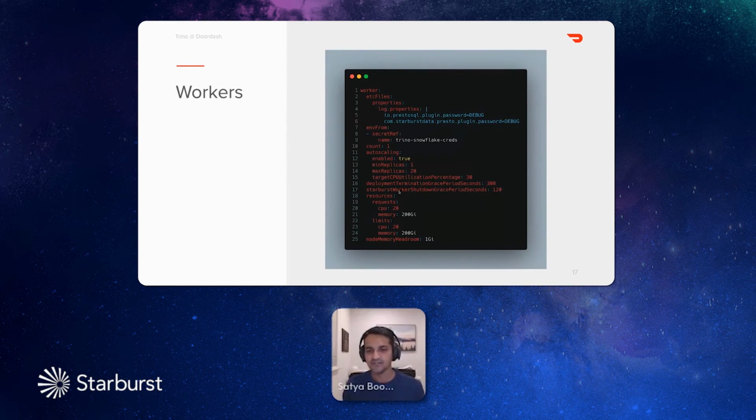We also have the shutdown grace period for these workers because anytime you're scaling down, you don't want the queries running at that point to be abruptly shut down. So we set the grace period to 2 minutes. We also have the deployment termination grace period set at 5 minutes. And as usual, you also specify the resources for each node in terms of the CPU and the memory to assign.